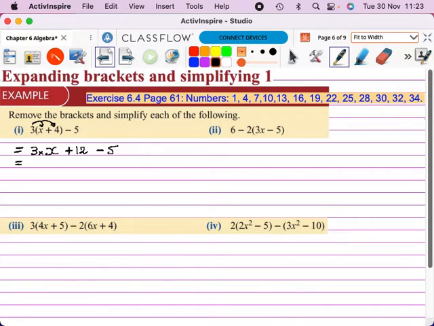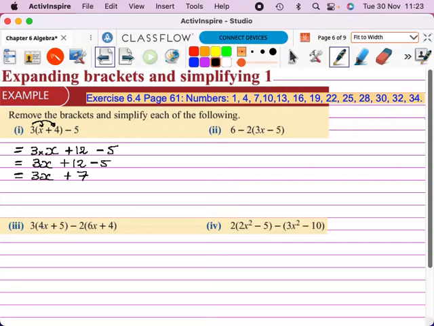Now, we all know in mathematics that when you've got 3 times x, we can write that as purely 3x, plus 12 minus 5. And we're back to last lesson's work where 3x, are there any other x's there? No. But now we've got numbers. We've got a 12 and a minus 5. What is 12 minus 5? It's going to be 7. So we've got 3x plus 7, and that's the end of that particular problem.